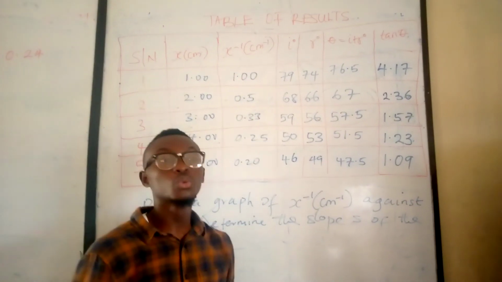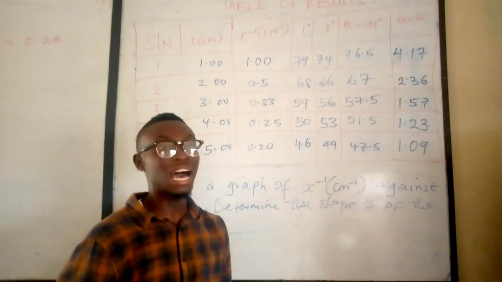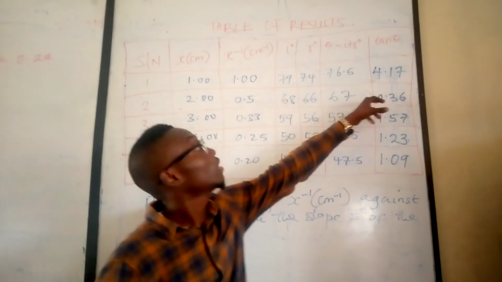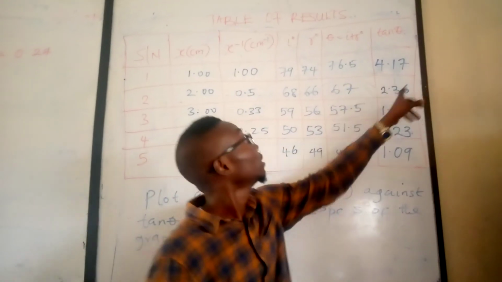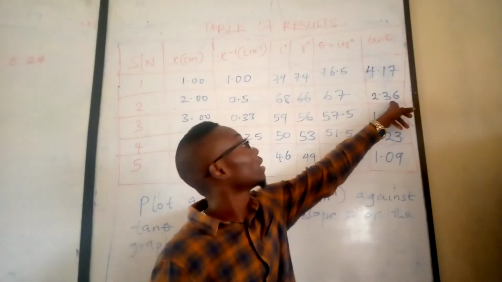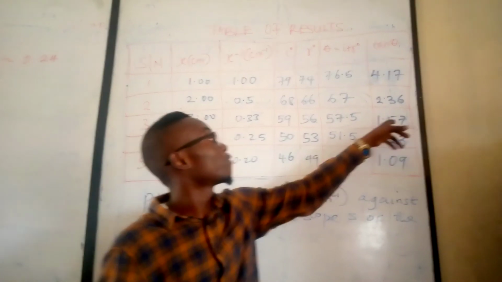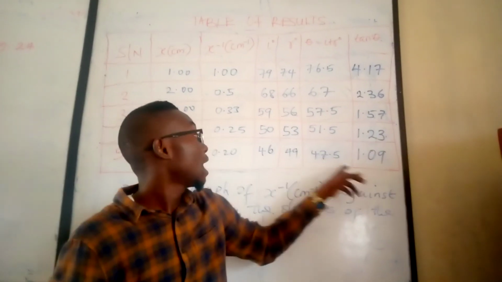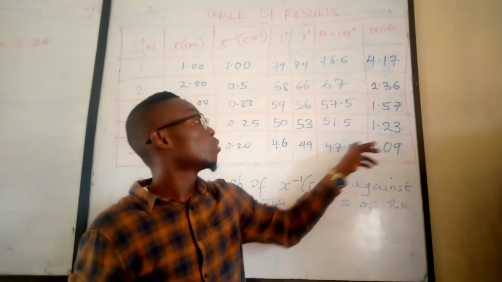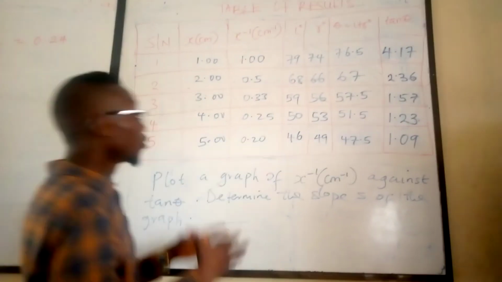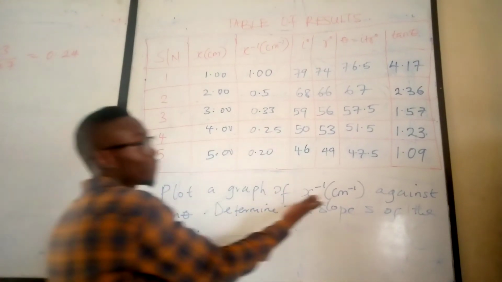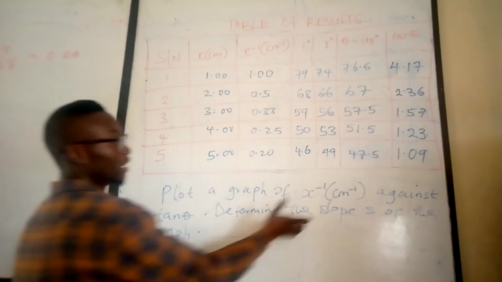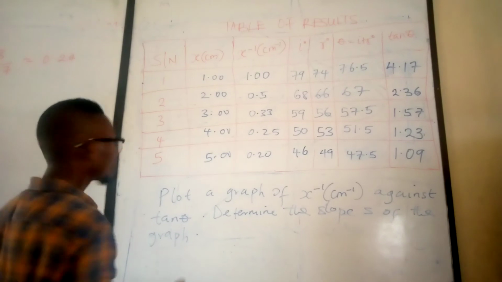Then we are going to get the values of tan theta. Tan theta now will be tan 76.5, which will give us 4.17. Tan 67 will give us 2.36. Tan 57.5 will give us 1.57. Tan 51.5 will give us 1.23. And tan 47.5 will give us 1.09. So what we will do is plot a graph of x inverse against tan theta, and determine the slope of the graph.